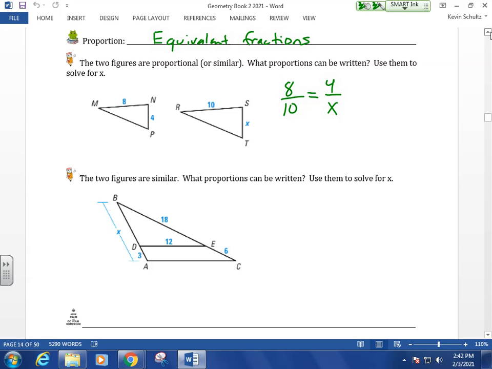Audrey? You could do 10 over 8. Yeah, we could flip this over. 10 over 8 equals x over 4. Still lining up those corresponding sides. What else could we do?